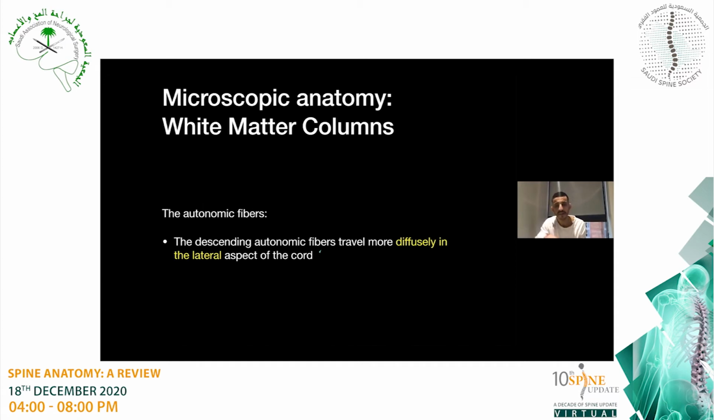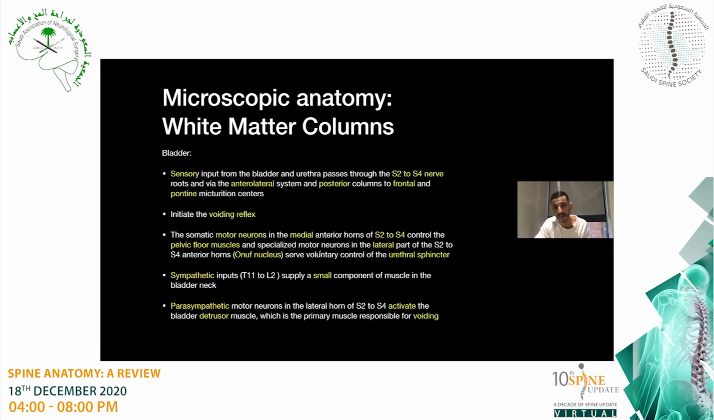There's other fiber, rubrospinal, tectospinal, vestibulospinal. It's merely an animal study, but clinically it's not useful to know. The other thing, the bladder function. So the bladder function, there is voluntary control and there is autonomic control.